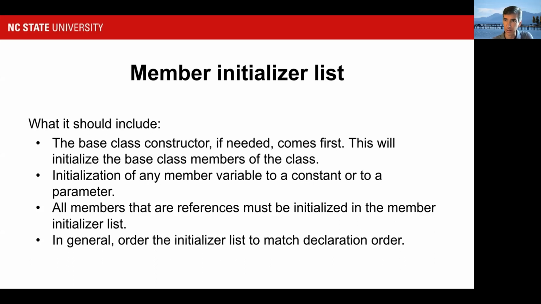You don't want to do a lot of heavyweight calculations in here. You can't have a for loop or something like that in a member initializer list. You can only specify exactly how to initialize that member variable using a simple expression or a parameter. Another thing is any member variable of a class that's a reference should also be initialized in the member initializer list. And then in general, the order of the initializer list should match the declaration order of fields. That's the recommended thing to do. And you'll actually get a warning from the compiler if you don't do that.